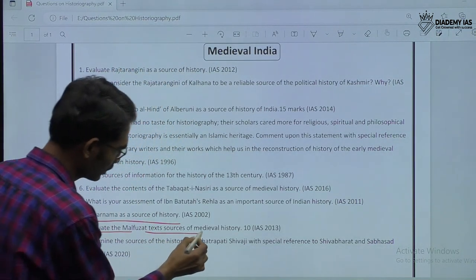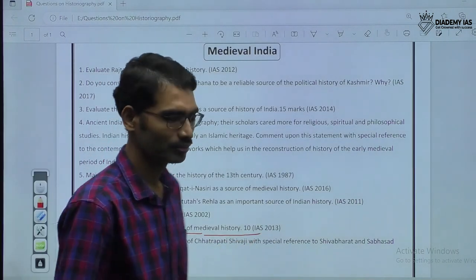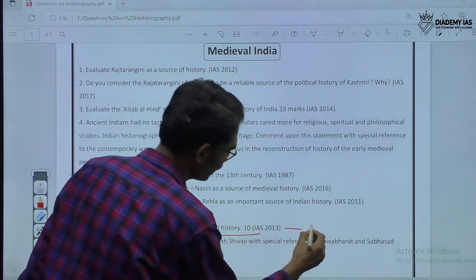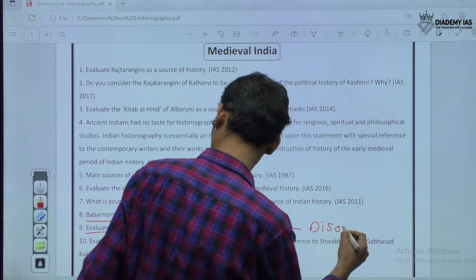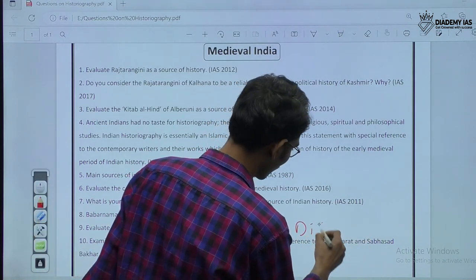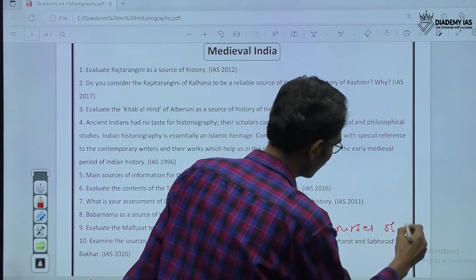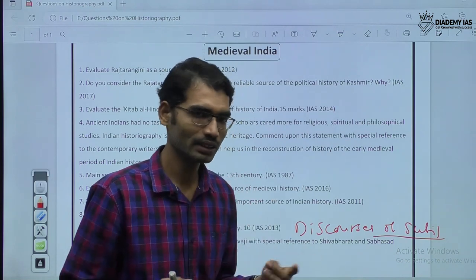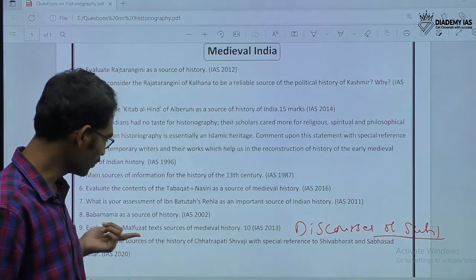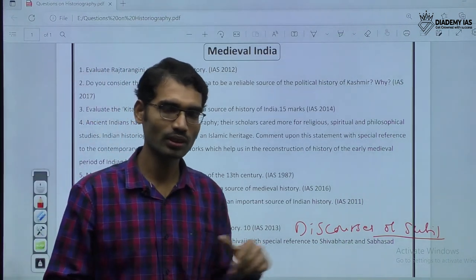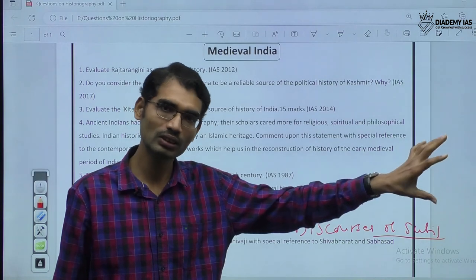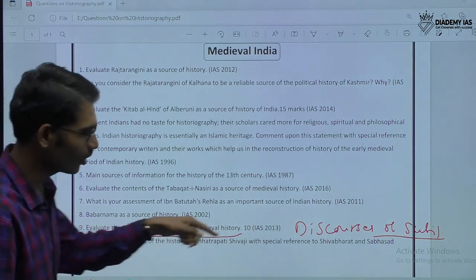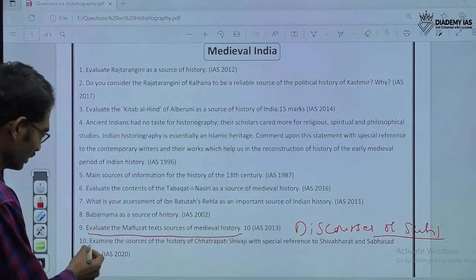Evaluate Malfuzat texts as sources of medieval history. These texts emerged from the discourses of Sufi saints. When Sufi saints were giving speeches, these speeches were recorded in texts called Malfuzat, and they became a very important source of Indian history to observe the socio-economic and cultural conditions of that time period. So UPSC has asked, evaluate how far they are important in reconstruction of medieval history.